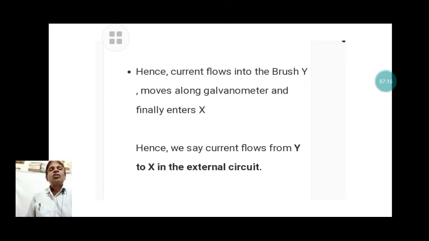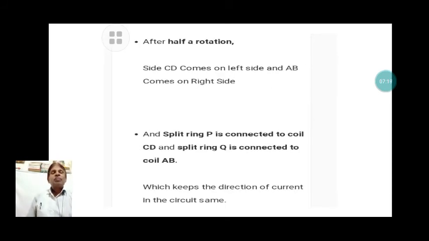Now after half a rotation, what will happen? After half a rotation, side CD comes on the left side and AB comes to the right side. Split ring P is connected to the coil CD, and split ring Q is connected to the coil AB, which keeps the direction of the current the same. In this case, the direction of current is the same due to the split ring.